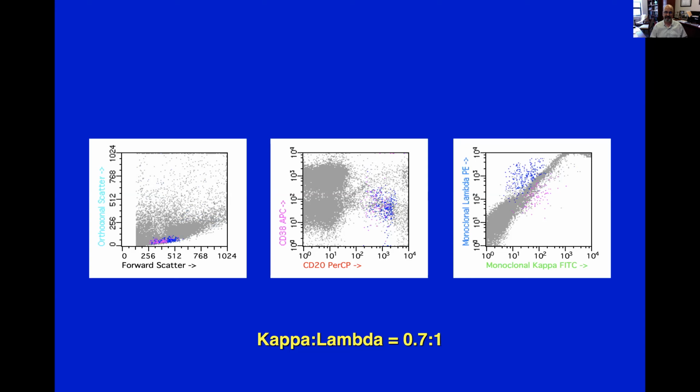So 0.7 is actually a low ratio, which means if there is a tumor in here, it would be lambda, right? It is driving the kappa to lambda ratio down. So the tumor should be blue in color if there is any tumor here. Otherwise, this may just be something that we couldn't figure out.